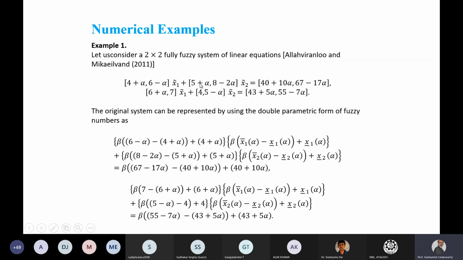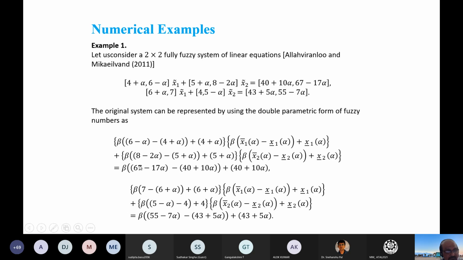Giving any fuzziness, now it is a 2 by 2 system. So I have left hand side 4 plus alpha, 6 minus alpha. I am writing directly in terms of alpha cut, although these are in TFN. 4 plus alpha, 6 minus alpha, x1 tilde plus 5 plus alpha, 8 minus 2 alpha, x2, etc. So I have a 2 by 2 system.